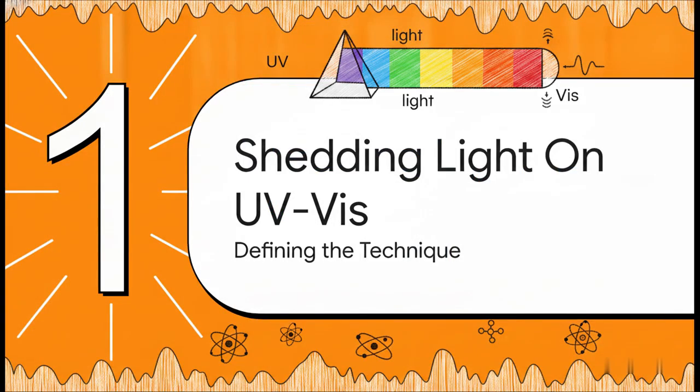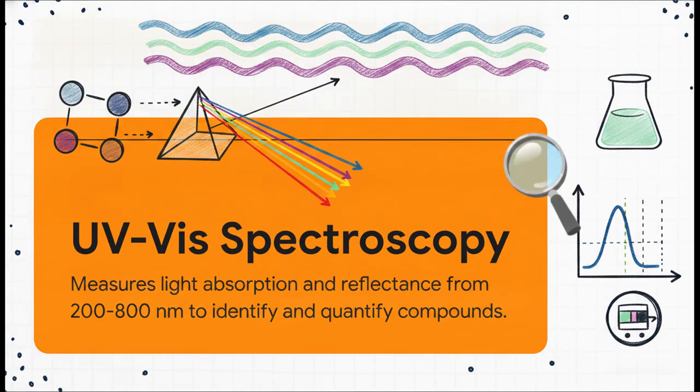We need to begin our journey by defining exactly what this powerful analytical tool is all about. At its core, UV-Vis spectroscopy operates in a very specific, narrow window. We're talking about measuring light absorption and reflectance in the 200 to 800 nanometer range. That covers the ultraviolet region and the full, adjacent visible spectrum.